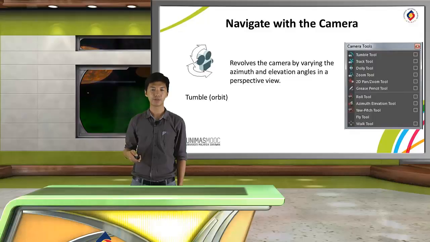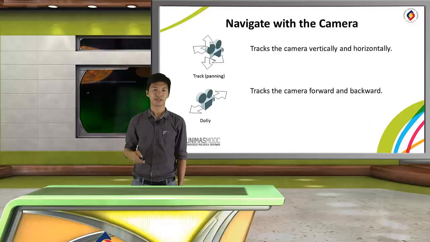Revolve the camera by varying the azimuth and elevation angles in the perspective view. You can also press Alt and the left mouse button, and hold Shift to constrain the camera movement. Track the camera vertically and horizontally. You can press Alt and the middle mouse button, and hold Shift to constrain the camera movement.